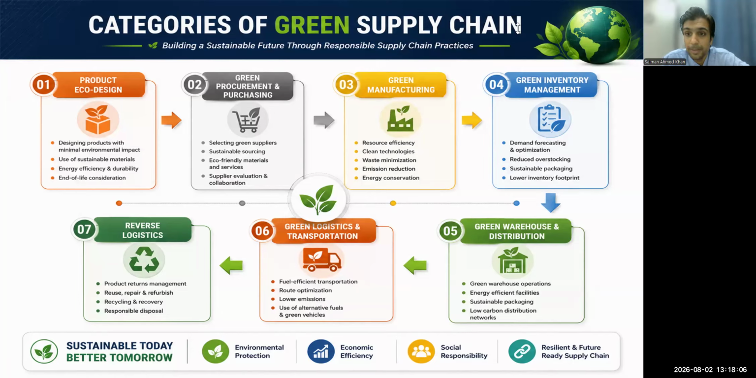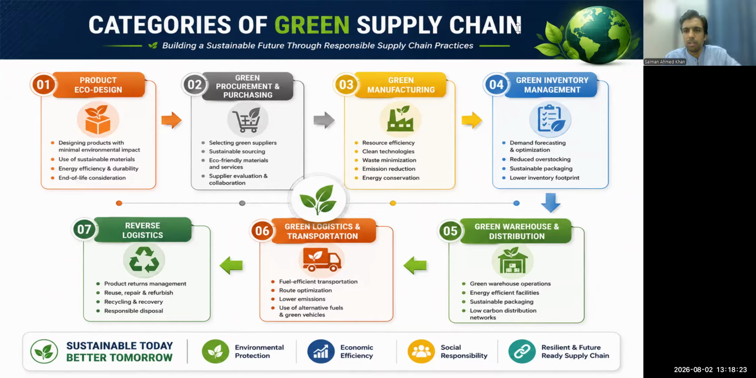You select those suppliers which are following the environmental management systems, and you collaborate with the suppliers based on supplier relationship management. You do their evaluation and you require them to follow their scope of work as per your KPI.